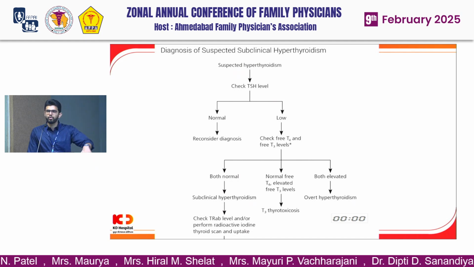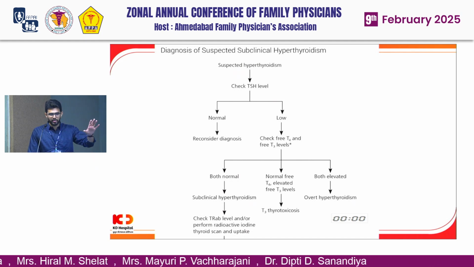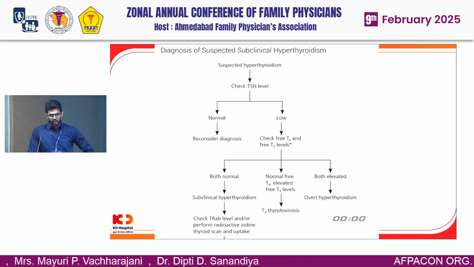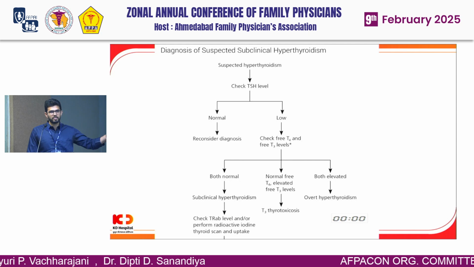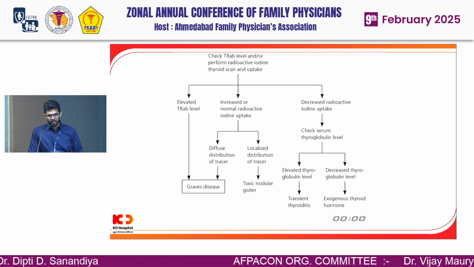So this is again a flow chart. You can all take a snap if you want. It's a very simple flow chart where if TSH is low with normal T4, T3, you may consider TSH receptor antibody or a scan, or you may recheck the level over a period of time, and you can decide accordingly.